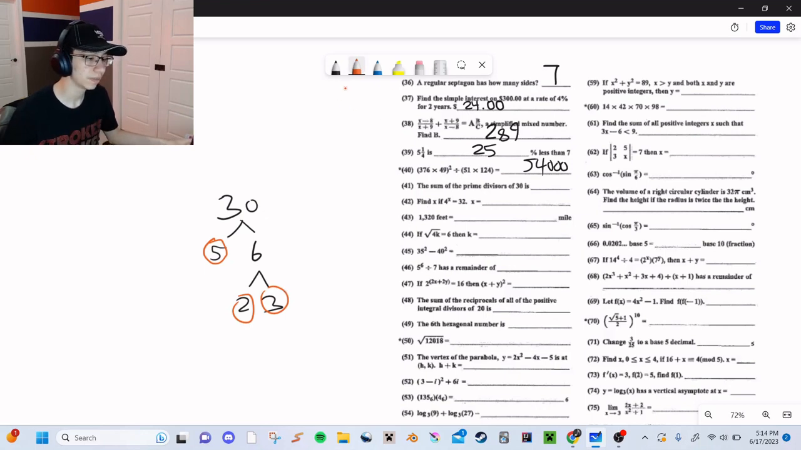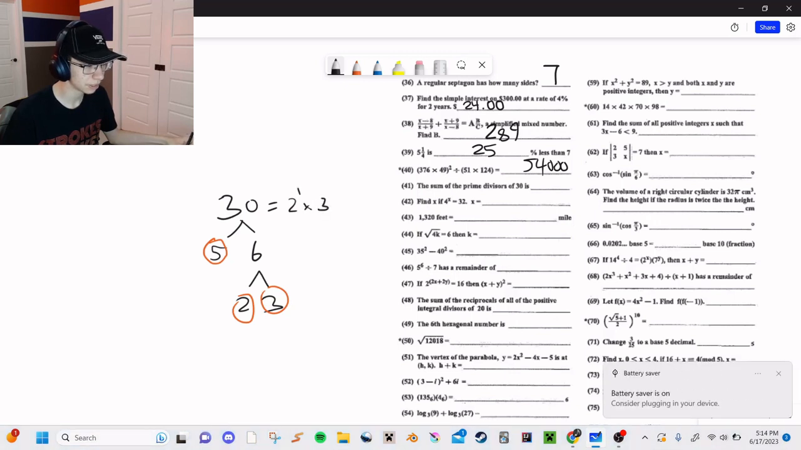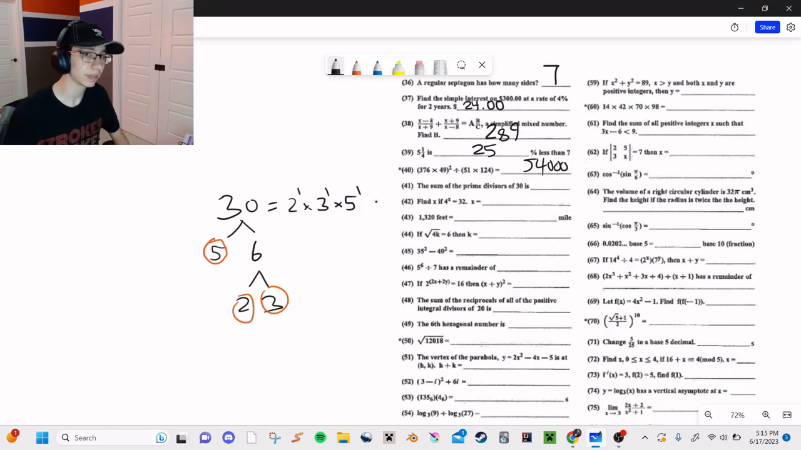The prime factorization of 30 is therefore 2 to the first times 3 to the first times 5 to the first. Of course, you wouldn't be drawing out this factor tree on the math test. You would just be thinking about it in your head, splitting up those factors. And we see that 30 is 2 times 3 times 5. So there are 3 prime factors, 2, 3, and 5. Now we want the sum of the prime factors, or prime divisors. So that's going to be 2 plus 3 plus 5. It's going to be 10.